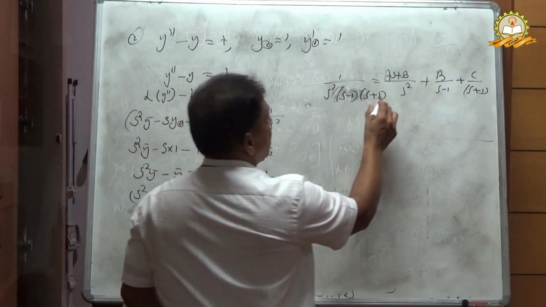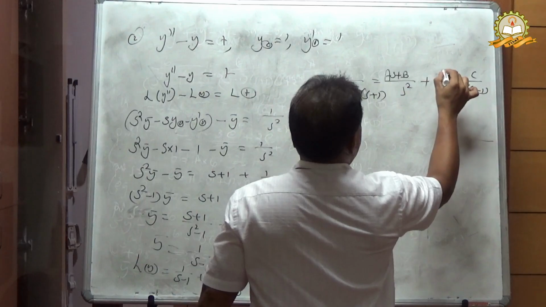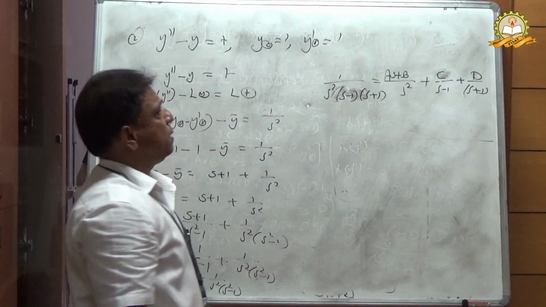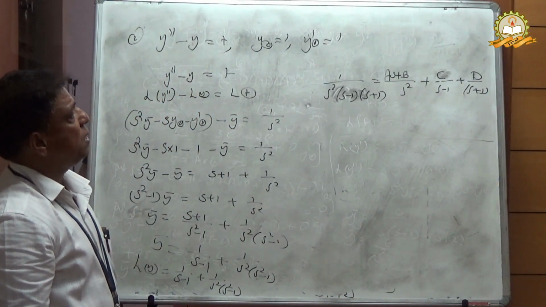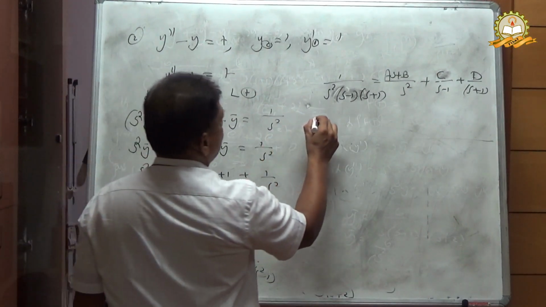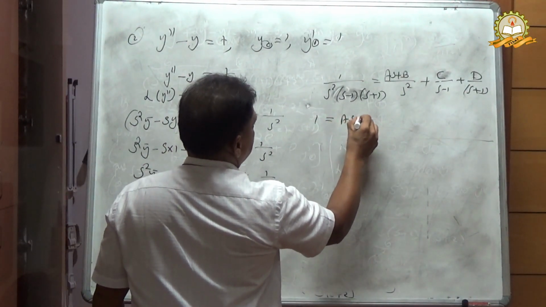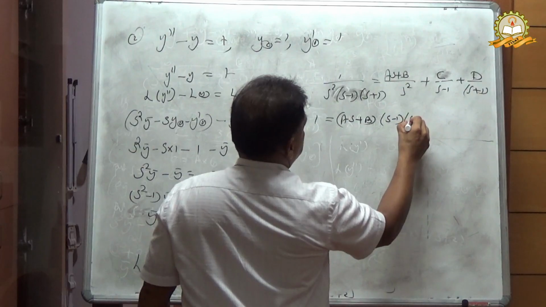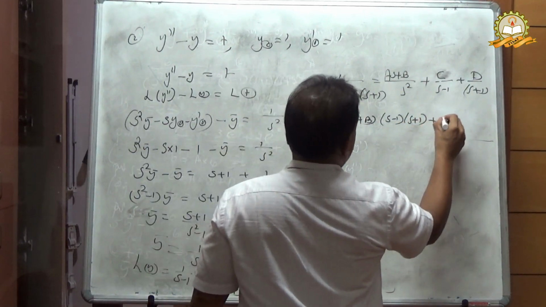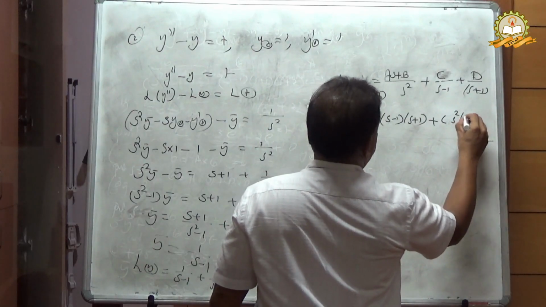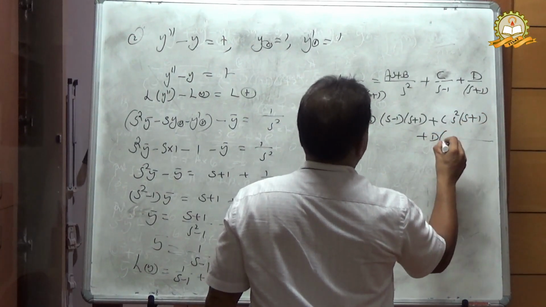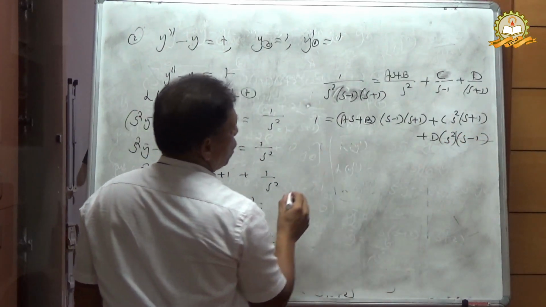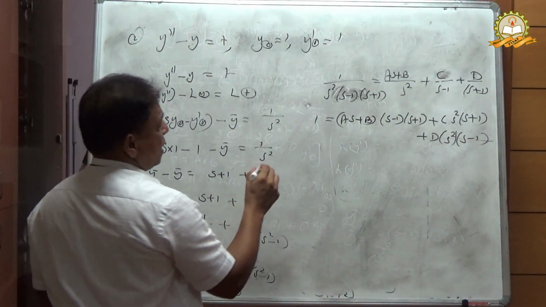Then we can find the values. (As plus b) by s square plus c by (s minus 1) plus d by (s plus 1). To find the values, 1 is equal to (as plus b) into (s minus 1) into (s plus 1) plus c into s square into (s plus 1) plus d into s square into (s minus 1). Then we can find the values of a, b, c and d.